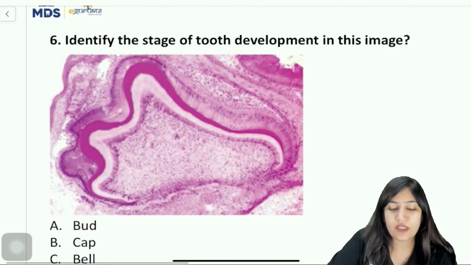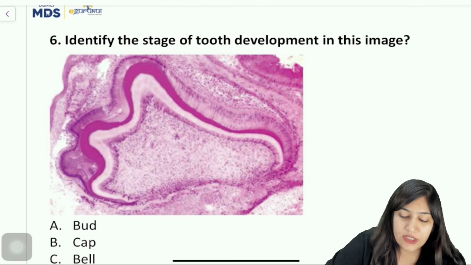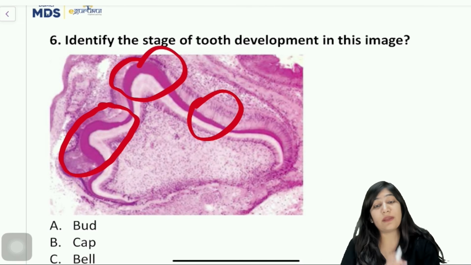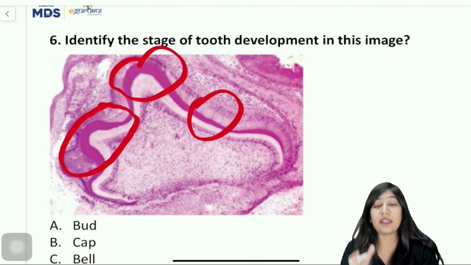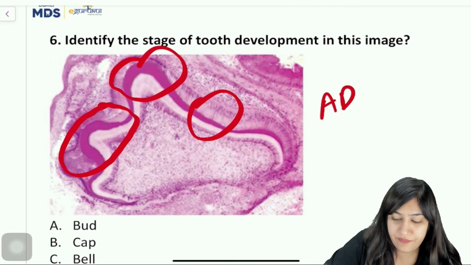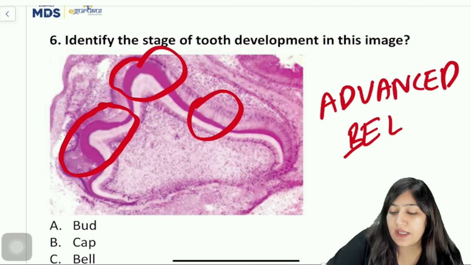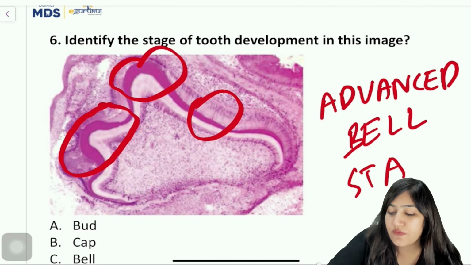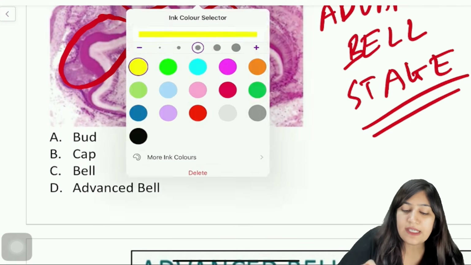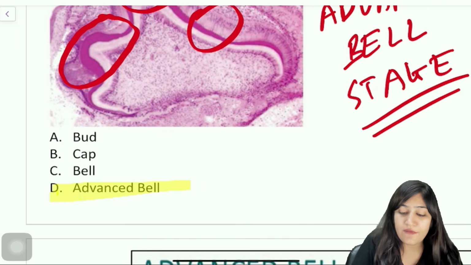Now coming to our next question, identify the stage of tooth development in this given image. First of all, you can see that there is hard tissue formation here. Hard tissue formation is only seen in one stage of tooth development, and it is advanced bell stage. So you should not get confused in this. Only one stage will show hard tissue formation, that is advanced bell stage. So if you see a hard tissue formed in an image, then it is definitely advanced bell stage.